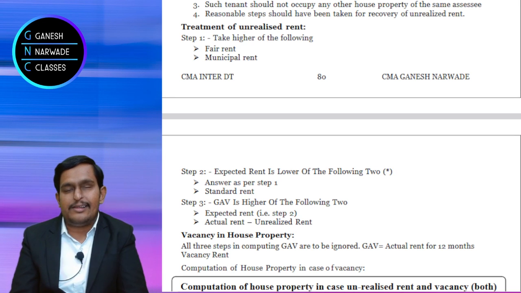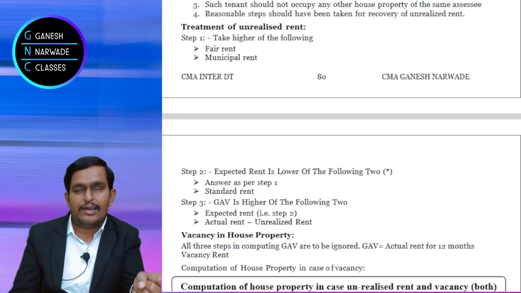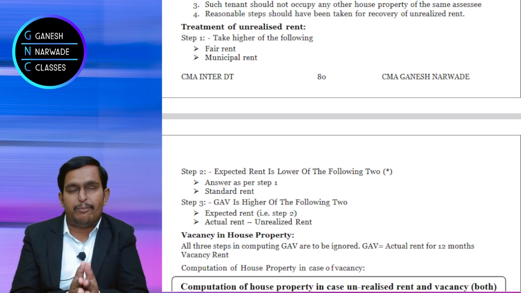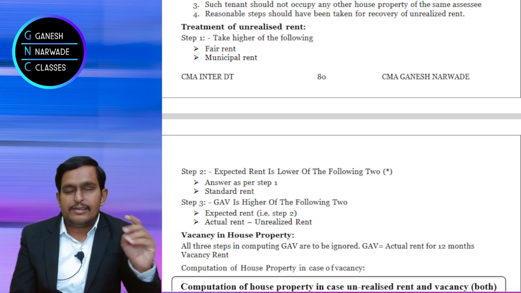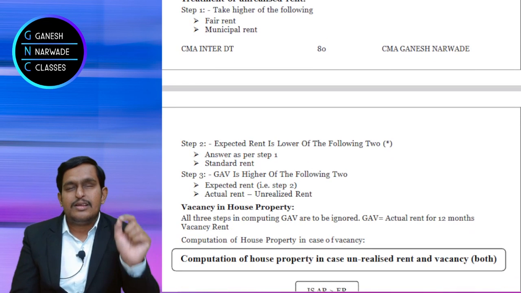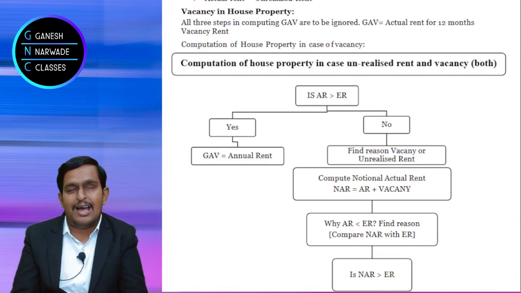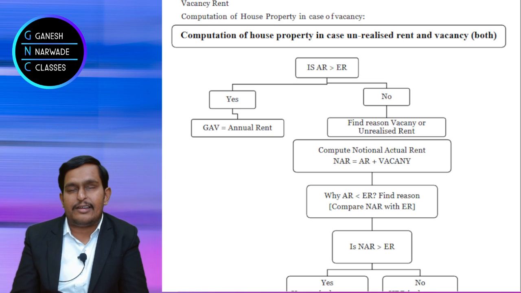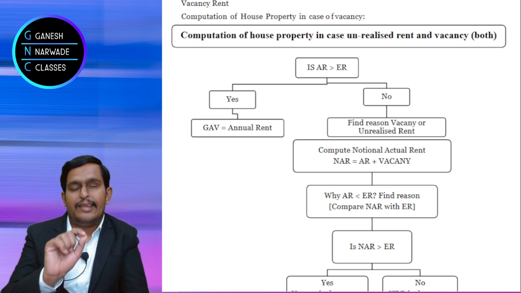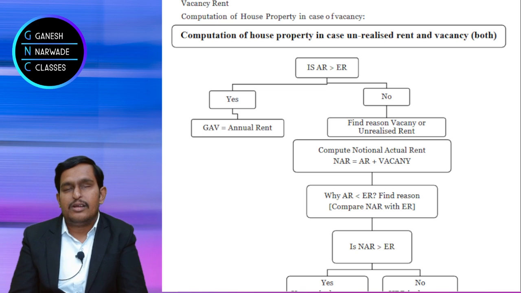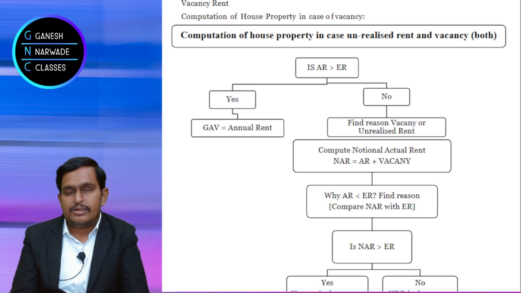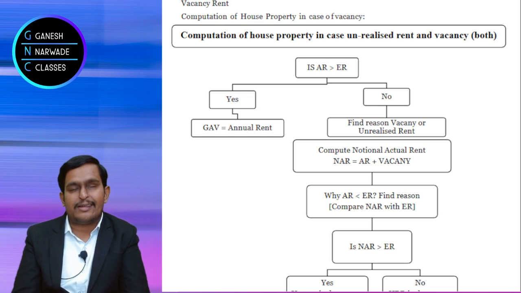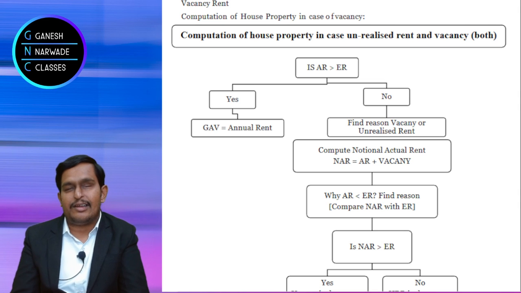Now once you get this, you have to compare the notional actual rent with the expected rent. If notional actual rent is more, then GAV is equal to actual rent AR, and if expected rent is more than notional actual rent, then GAV is equal to expected rent. This you have to remember like this. Now I already taught you how to compute GAV in different cases. From that, municipal tax related points are over. Notional actual rent we got.